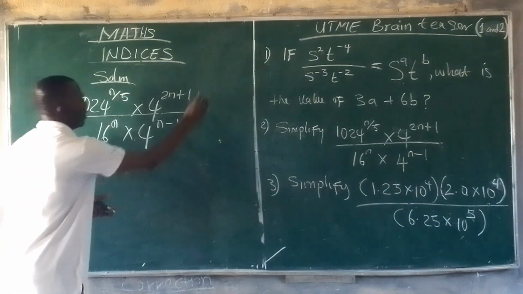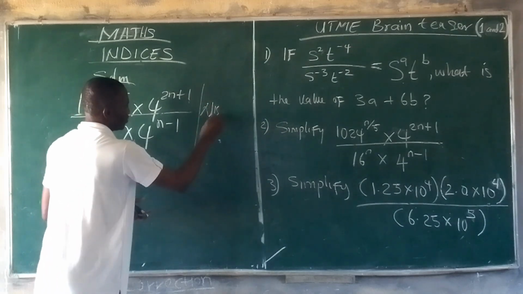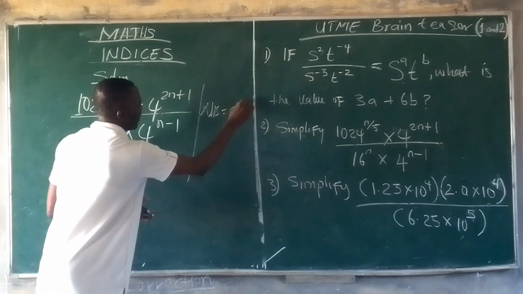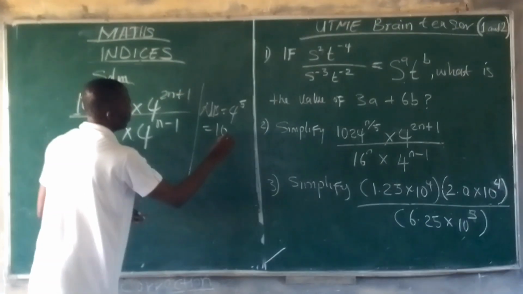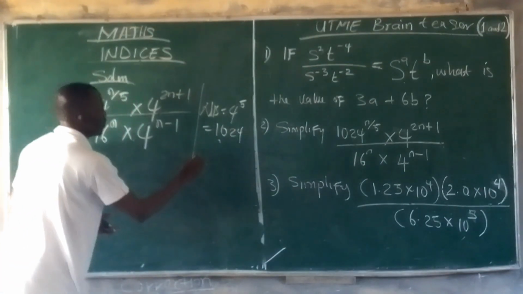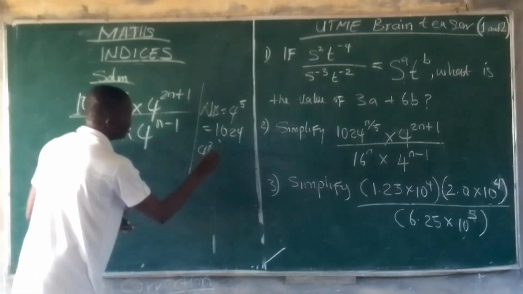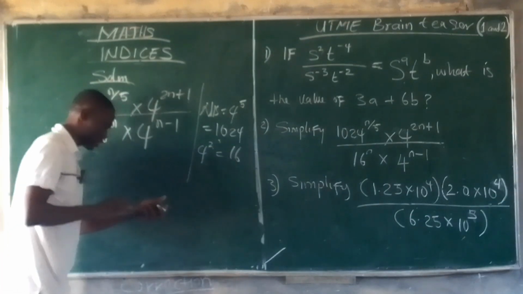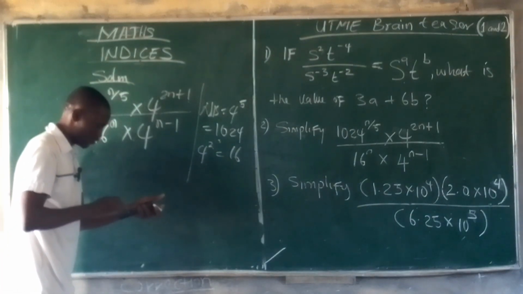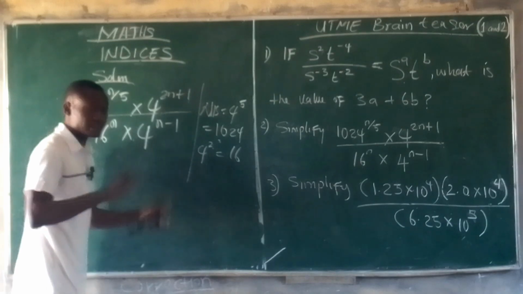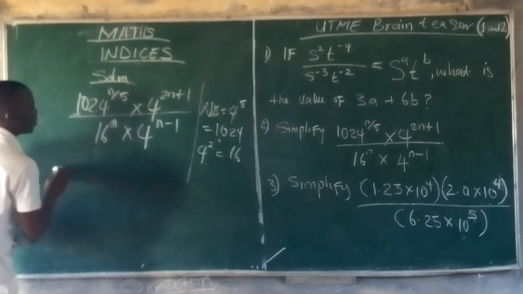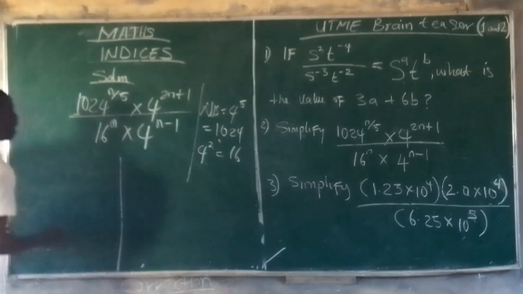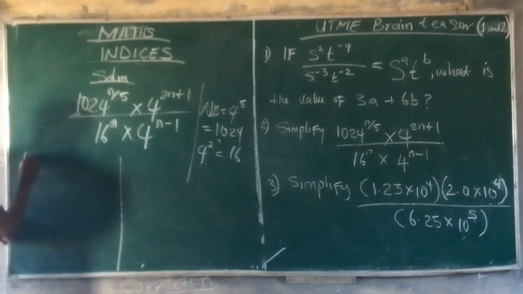Now, note that 4 to the power of 5 is the same thing as 1024. And I know that 4 to the power of 2 is the same thing as 16. Let's try that: 4 to the power of 2, that is 16. What I'm going to do is this: I have 4 to the power of 5, remember, we have this index, n over 5.